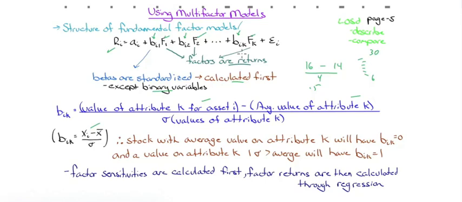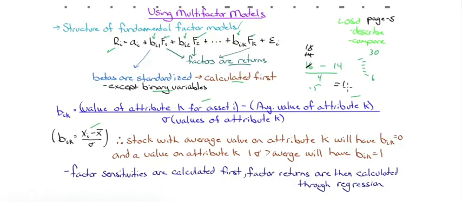So how we can look at this, a stock with an average value on attribute k will have a beta of 0. So let's say that instead of 16, it had an average value. Well, 14 minus 14 is 0. The beta would be 0. A value on attribute k one standard deviation above the average will have a beta of 1. So the standard deviation was 4. Let's say that this was 18 instead, right? It's one standard deviation above the average. 18 minus 14 is 4 over 4 equals 1. That's how we see a beta of 1.